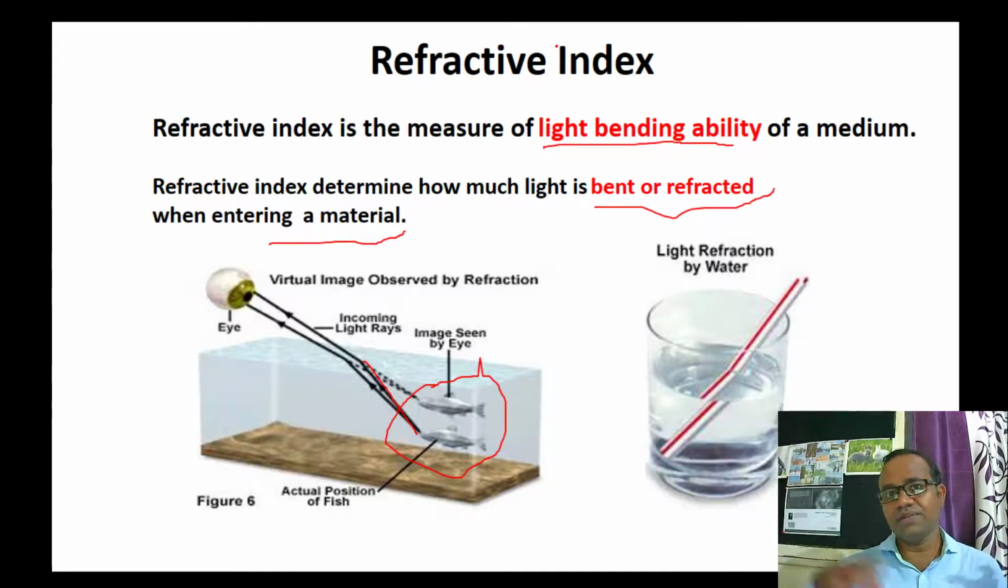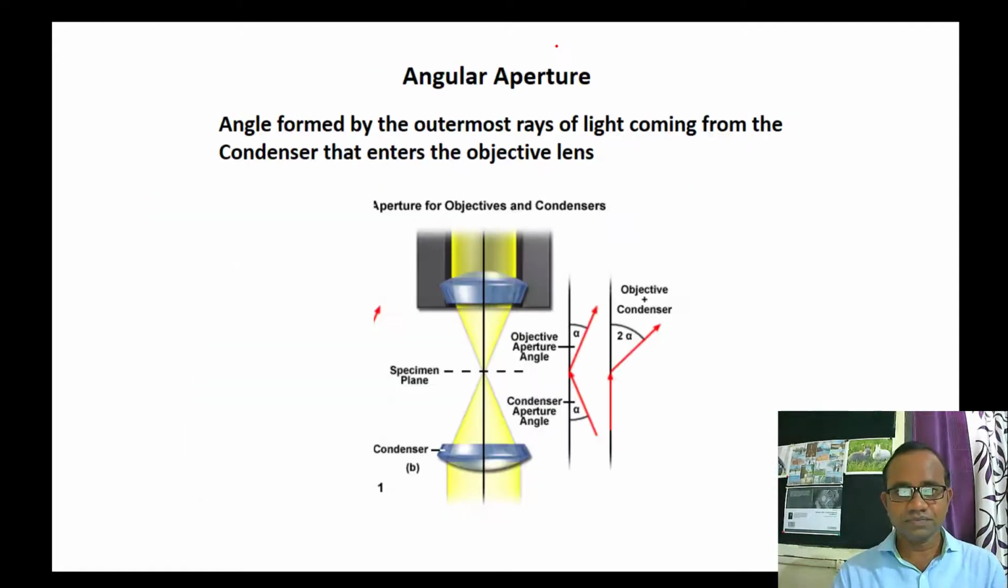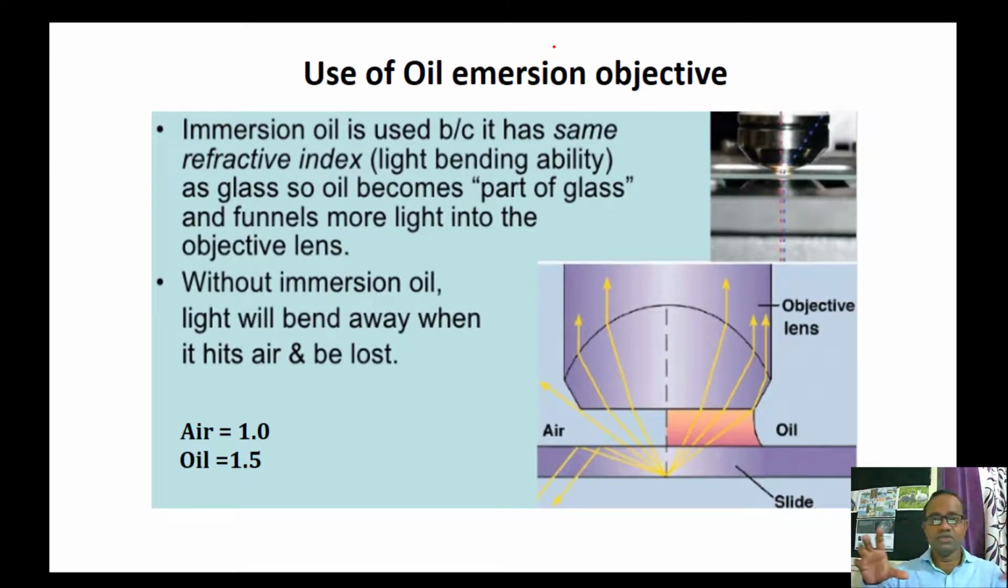It is the light bending ability of a medium, right? So now we will use the oil immersion objective in order to bend all the light rays directly into the objective lens. Immersion oil is used because it has a refractive index which is the same as the glass. Generally we place the microorganism on a slide made of glass. So the ability of glass to move the rays into the objective is the same as that of the oil, right? Because the oil and glass have the same refractive index ability, we can use the oil.